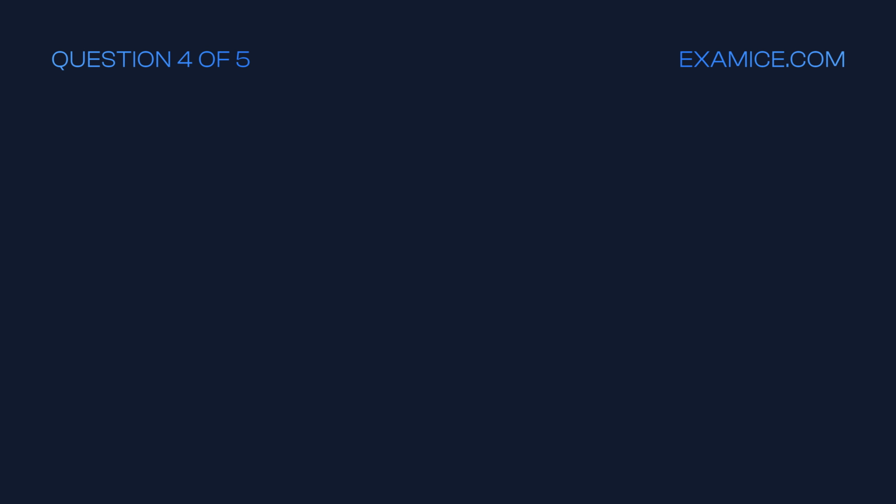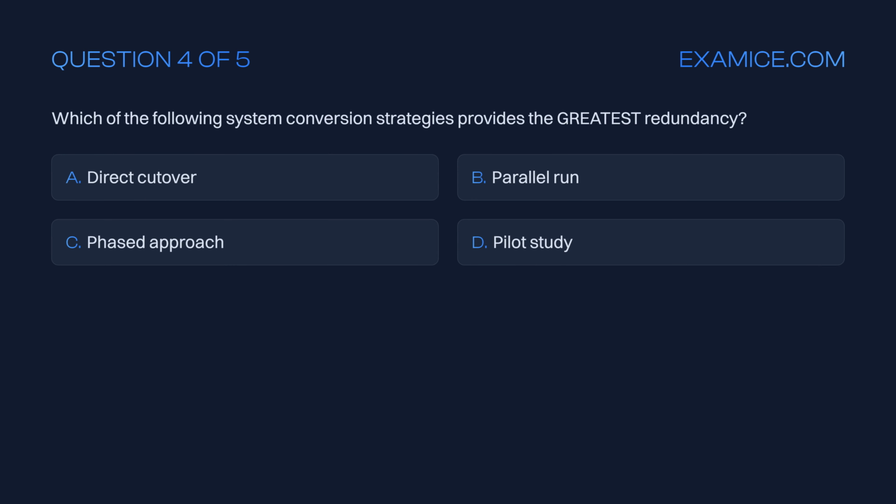Question 4. Which of the following system conversion strategies provides the greatest redundancy? Option A, direct cutover. Option B, parallel run. Option C, phased approach. Option D, pilot study.